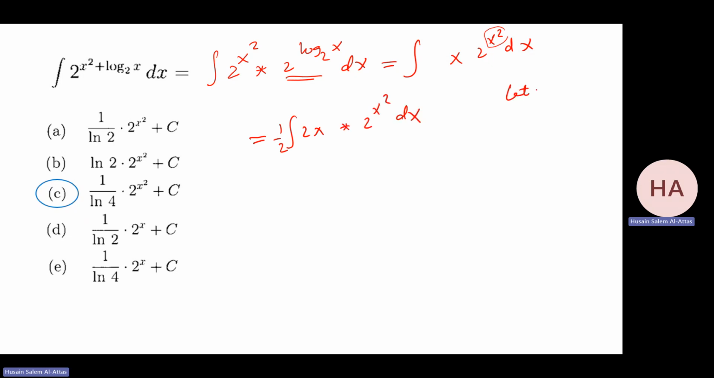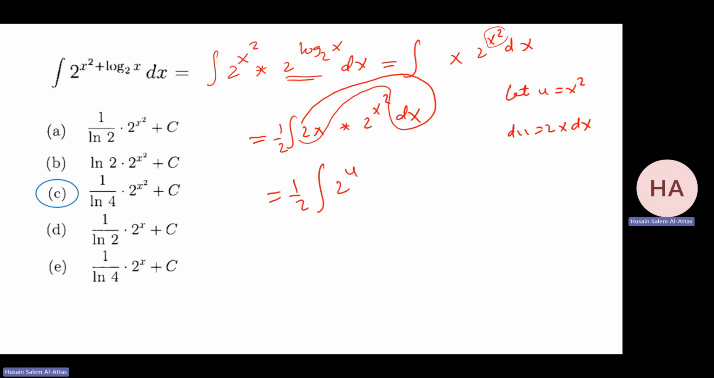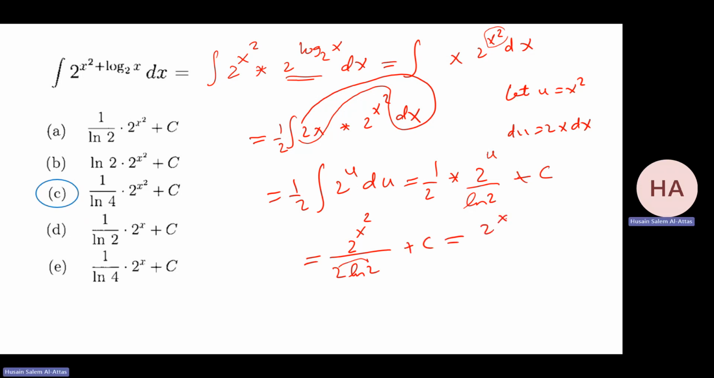Now let u equal x squared. Du will be 2x dx, so that will be half what? This is my du. So I have 2 to the power u du, which I know how to do. That will be 1 over 2 times 2 to the power u over ln 2 plus c. So that will be 2 to the power x squared over 2 ln 2 plus c. 2 ln 2, just take that to the power, that is 2 to the power x squared over ln 4, which is this.